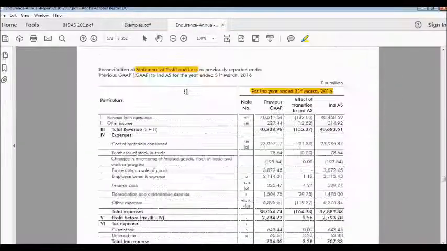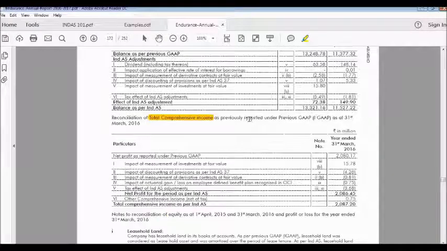And then you can see there is a note number attached to each of those segments, like revenue from operations, previous year figure as per previous GAAP, effect of transition, and then Ind AS. So why is this effect there as per Ind AS? Note number 7 explains the reason why there is a difference.